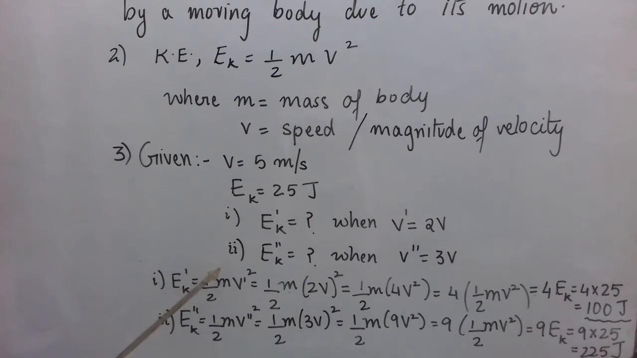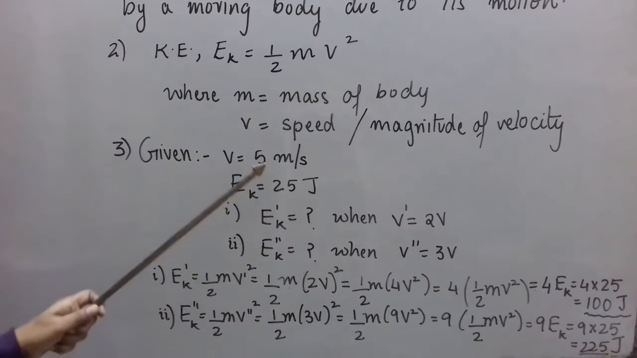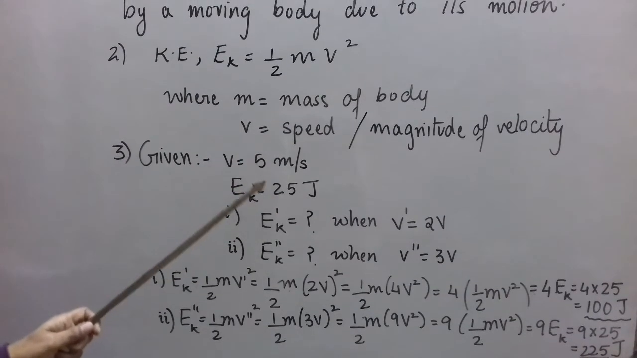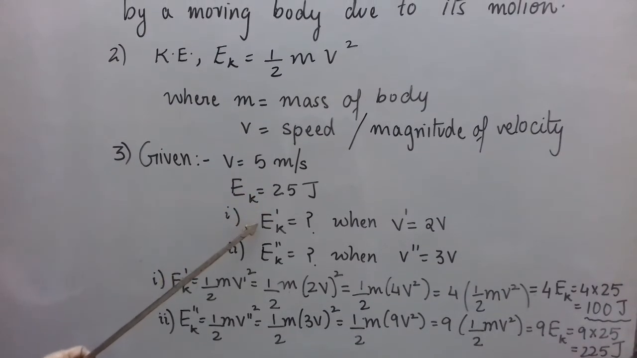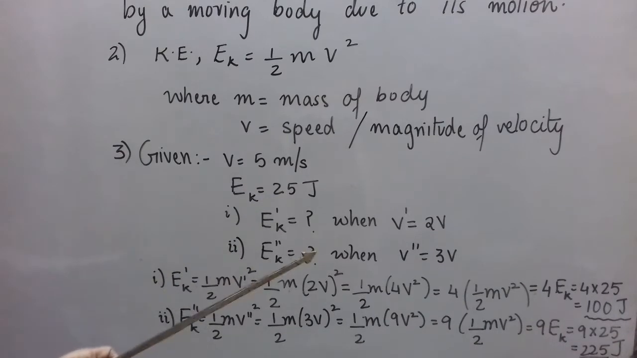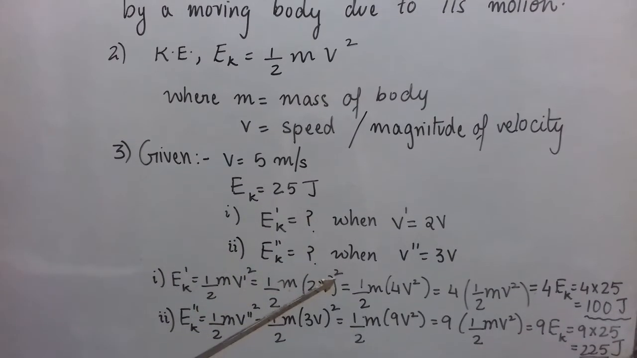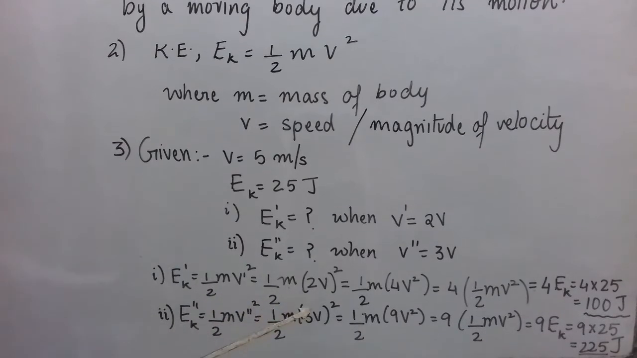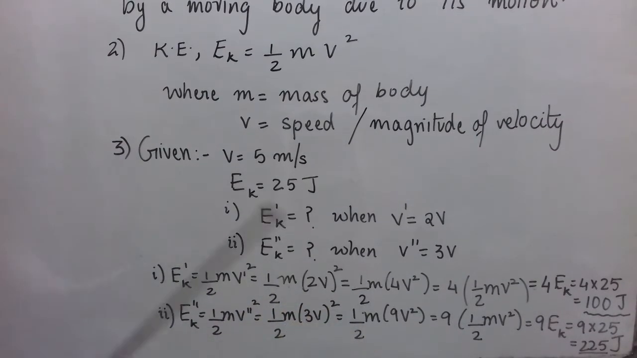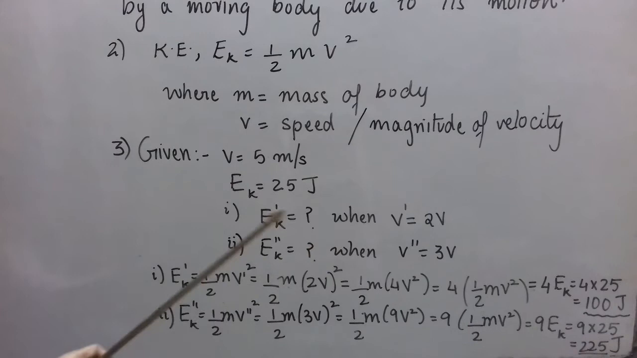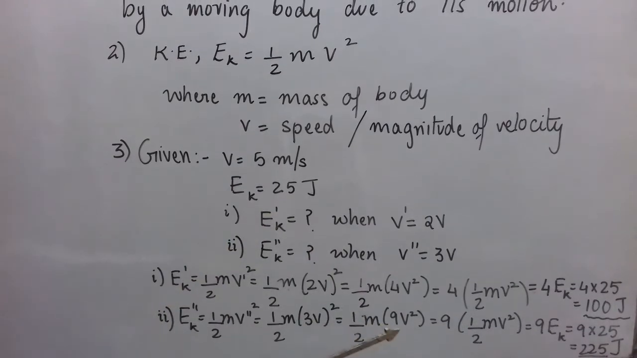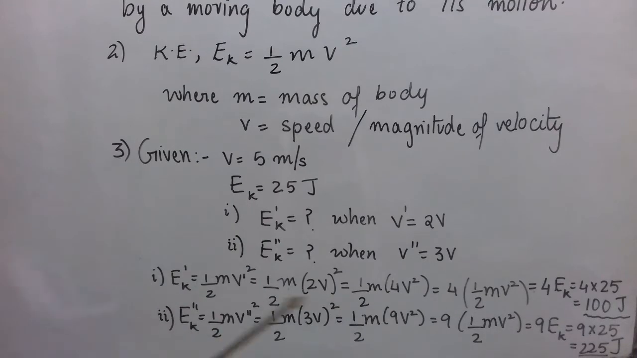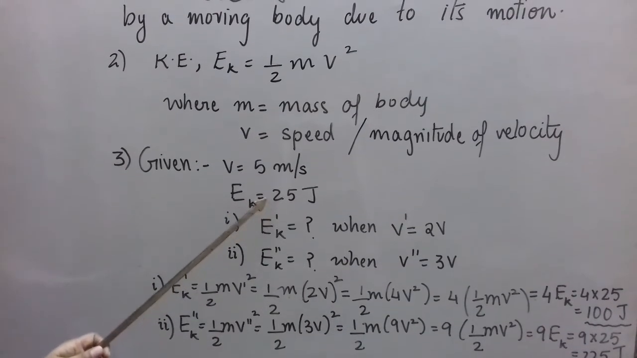Because sometimes in exams the question comes without these numerical values. They just ask you what will happen to the kinetic energy when the velocity becomes doubled or tripled. In that case, you should follow these steps only, and the answer will end like this: when the velocity is doubled, the kinetic energy will become 4 times. When the velocity is tripled, the kinetic energy becomes 9 times.